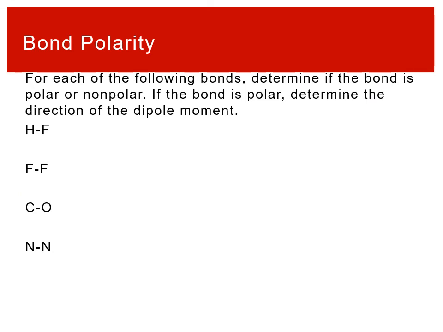Okay, so for each of the following bonds, I would like you to determine if the bond is polar or nonpolar, and if the bond is polar, determine the direction of the dipole moment. So let's walk through some examples here, see if we can figure out bond polarity. I got HF, FF, CO, and NN.